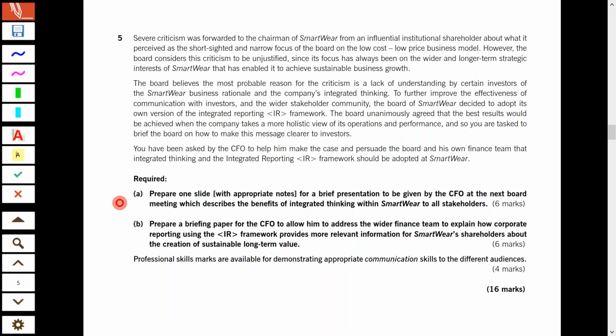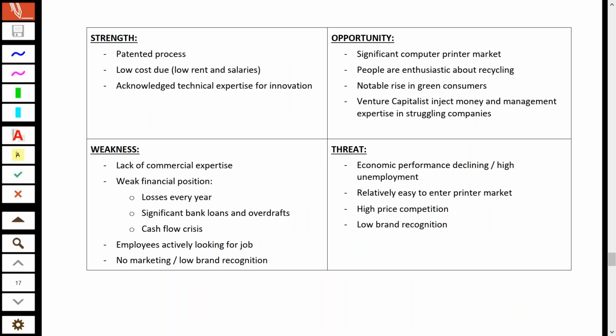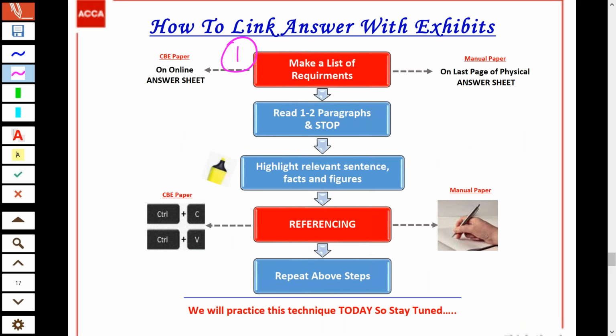So that's why if we make a quick small list of requirements, we can keep it in front of us while we are reading. Because when we are reading the case study, we are supposed to highlight and do some marking. So unless we remember what we are looking for, we will not be able to do the markings, right? So we need to remember what's required, and that's how the list will help. So step number 1 is we make a list of requirements.